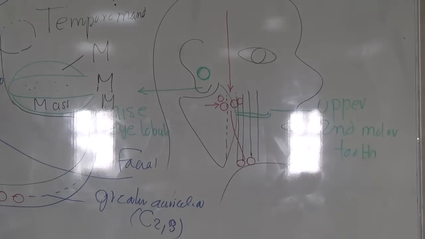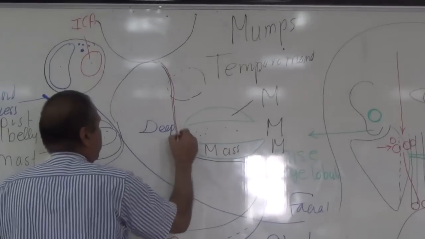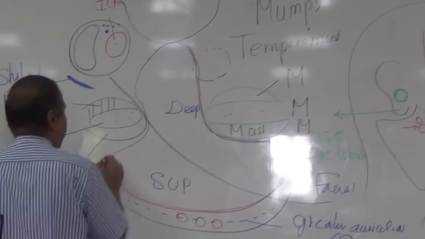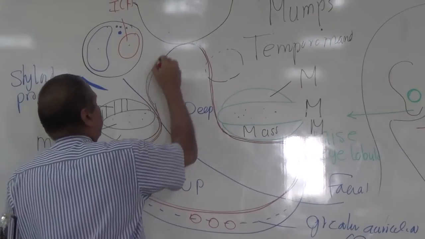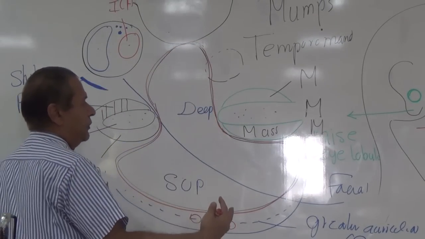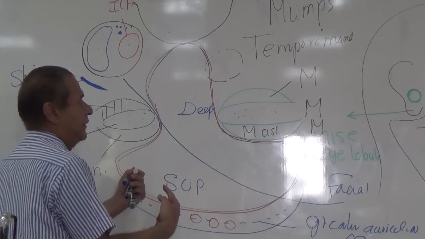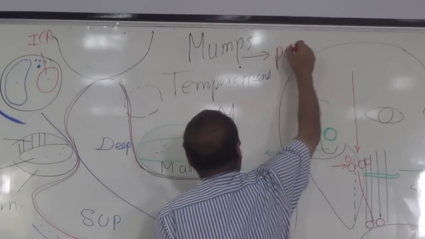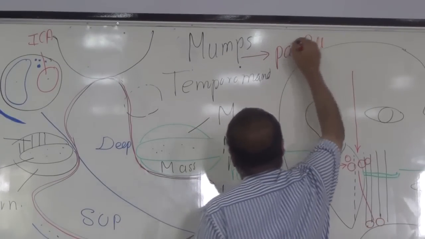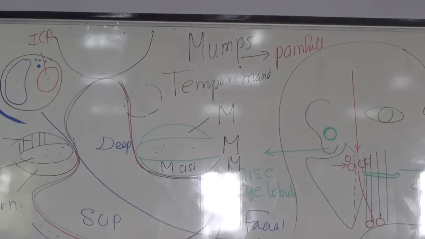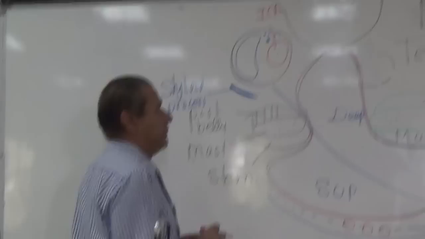The parotid gland is covered by a deep fascia which covers it and limits its expansion. This is why, when the parotid becomes inflamed and swollen, this capsule compresses it. This is why mumps is a painful condition. If the parotid gland is inflamed, it enlarges inside and becomes painful because it's compressed by the deep fascia.